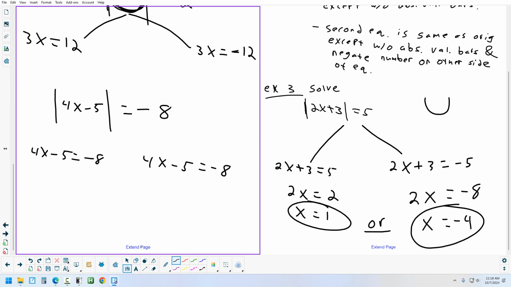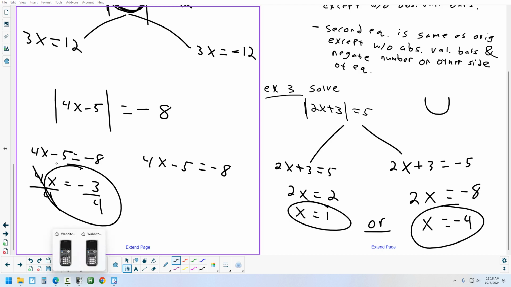All right, let's just solve one of them and see what happens. So we get 4x equals, if you add 5 to both sides, negative 8 plus 5 is negative 3. And divide by 4. You get x equals, whoops, that was not a negative. Divide by 4. x equals negative 3/4. Well, plug that back in and see what happens.